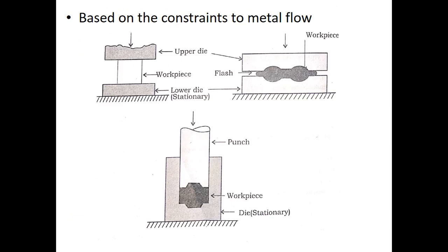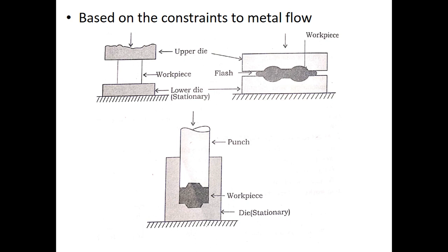And based on the constraints to metal flow, it can be classified into three types. This classification is based on the constraint imposed on the flow of work metal by the dies. Dies are the parts of the forging machine between which the work material is squeezed to deform as per the contour of the dies. So you can classify it as open die forging and closed die forging, based on the constraints to metal flow.